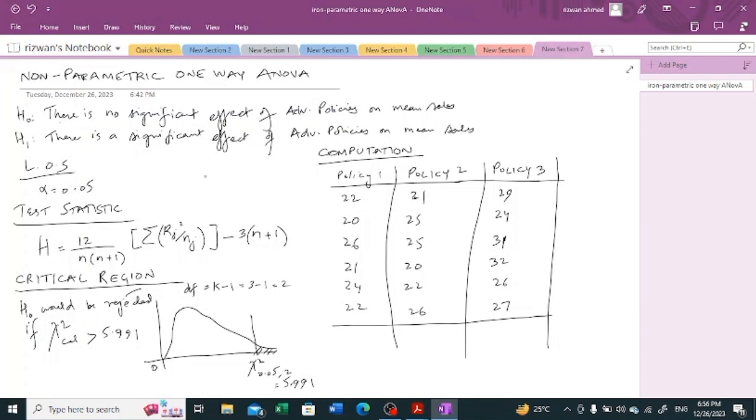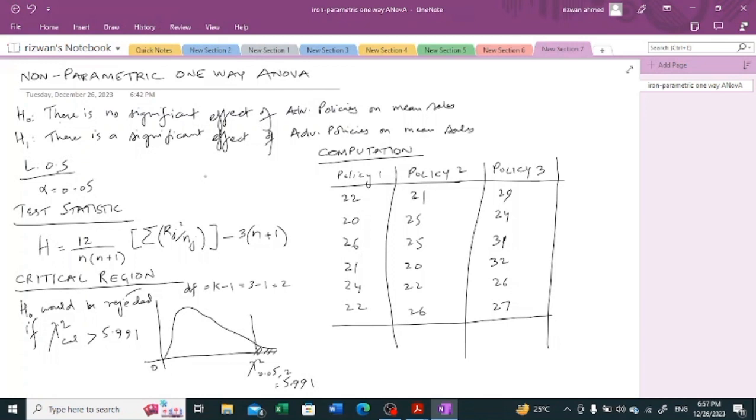The level of significance again is 0.05. The test statistic that we follow in this case is the H statistic that follows chi-square, and the structure is based upon the ranking of observations. Rj squared divided by Nj represents the average of the squared ranks that we assign to each value of the data. This is the approach we usually follow in non-parametric tests, so the computation is solely based upon the rankings of observations.